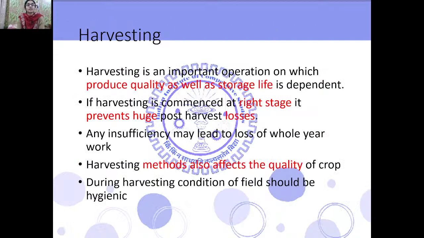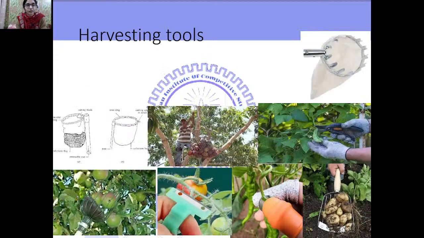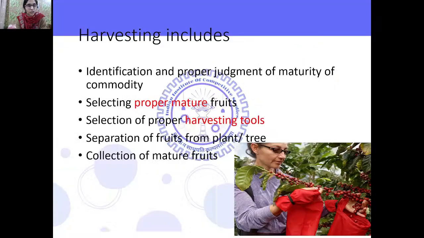Then harvesting, this is a very important aspect, that the way you are harvesting is definitely going to affect your quality. Means from here your very first step is that you will get your raw material. If your raw material is of sound quality, then definitely half of your work is done. So questions are asked on harvesting tools, that for which fruits or vegetables, what kind of harvesting tool is used.